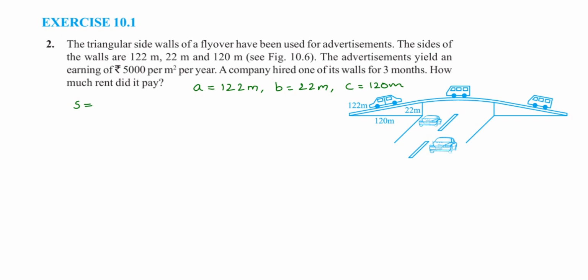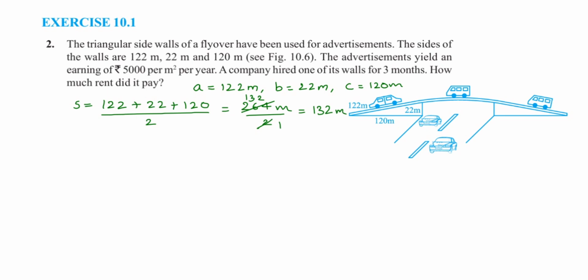First we'll find the S, which is semi-perimeter. We have to add all the sides and divide by 2. That is going to give us half of the perimeter. So 122 plus 22 plus 120 divided by 2. When you add 122, 22 and 120, you get 264 and the units will be meter, divided by 2. When you divide this number by 2, 2 ones are 2, 2 threes are 6 and 2 twos are 4. You get 132. So this is your S value.